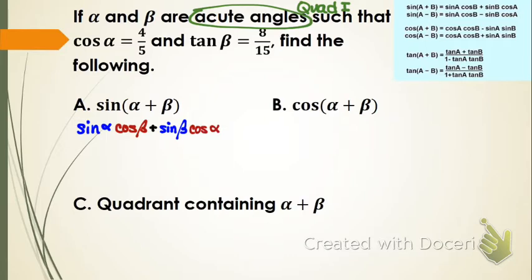I want to evaluate this for exact values. Do I know what the exact value for the sine of alpha is? Do I have the ability to find it? Yes. Okay, so let's do that. Cosine is what over what? I'm thinking x, y, and r. X over r.